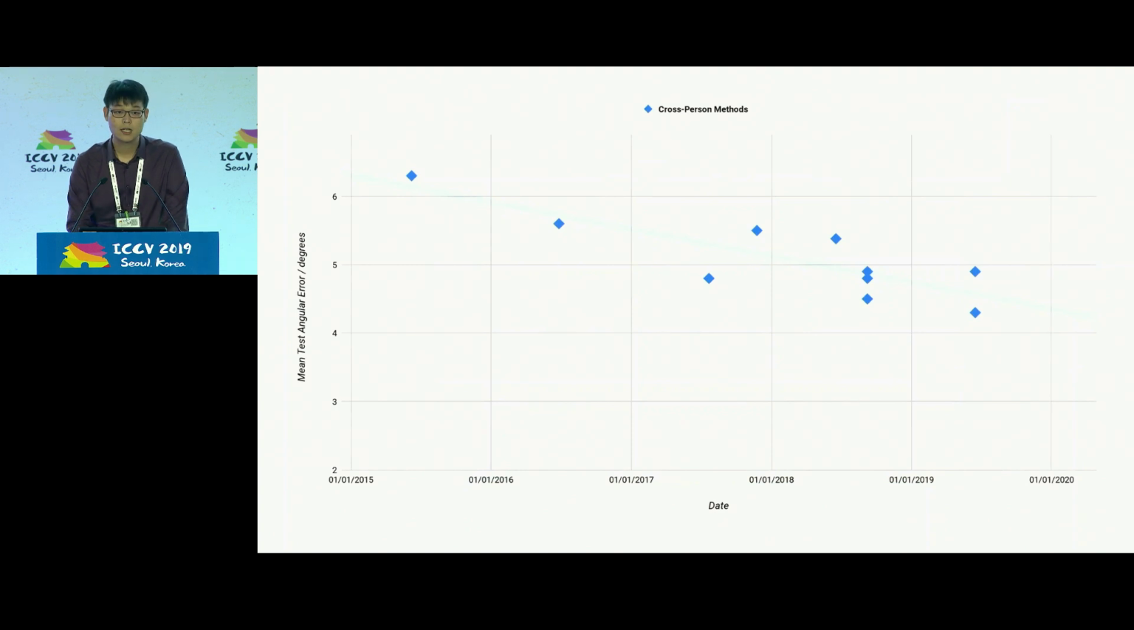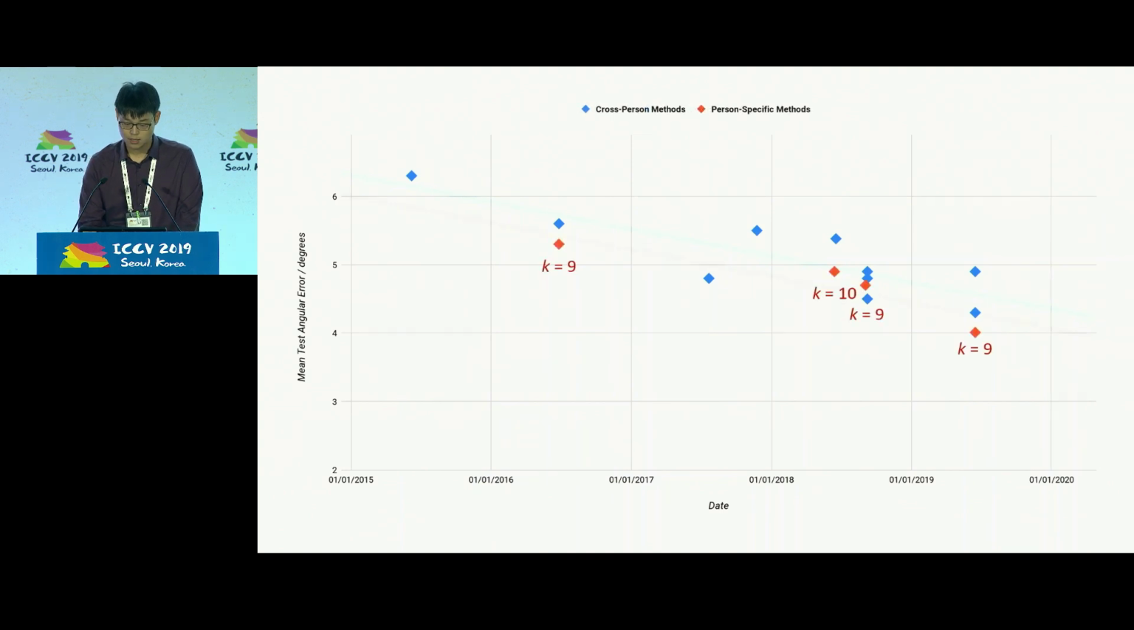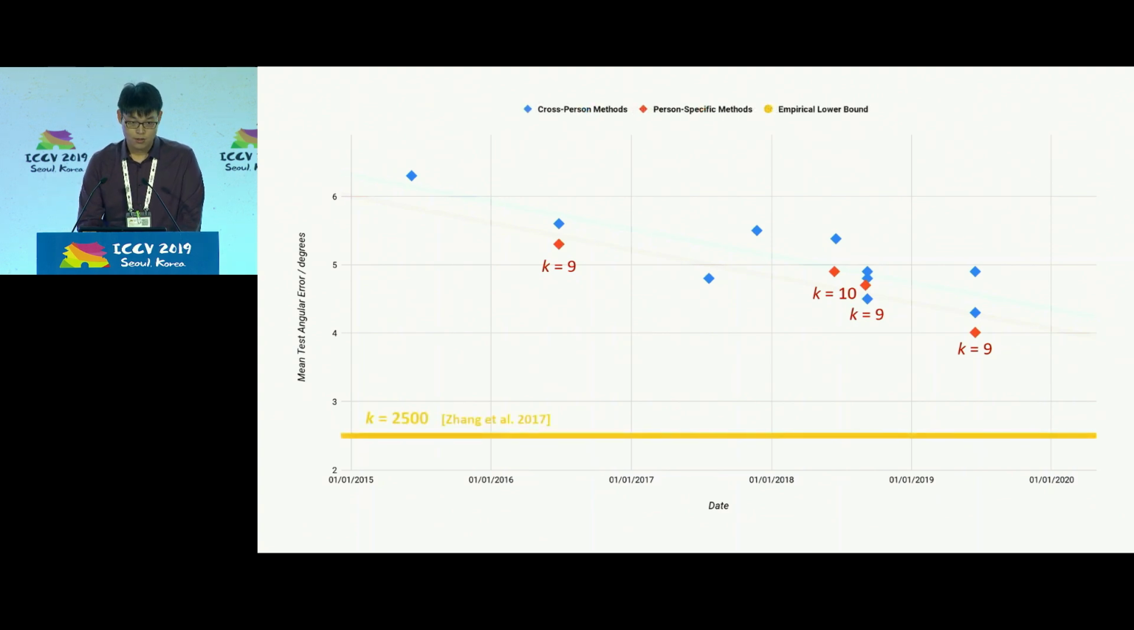However, adapting CNNs is very challenging due to overfitting in the low-shot or low K-value cases. This can be seen with previous person-specific methods, which perform only as well as their cross-person counterparts. With 2,500 calibration samples, we can get a performance of 2.5 degrees, but this is inconvenient. So, can we close this gap with few-shot learning?